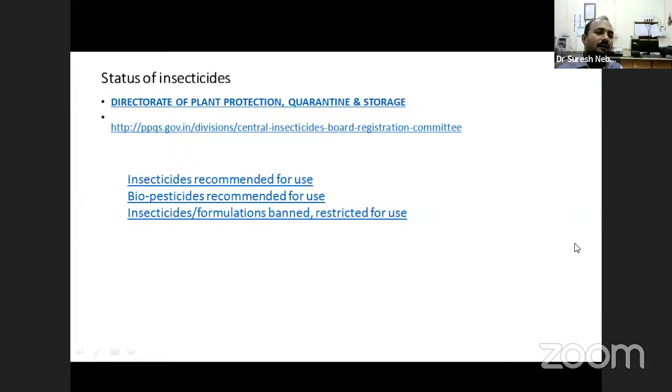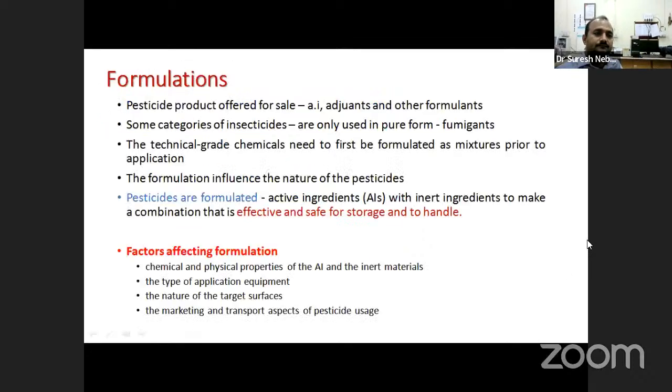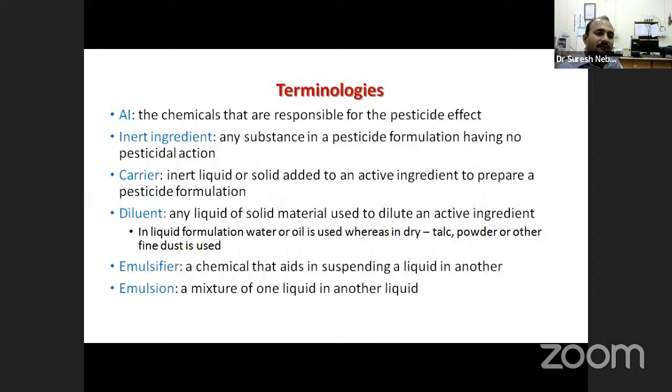Whatever I have given here, insecticides recommended for use, biopesticides recommended for use, and insecticide formulations banned and restricted for use, all this information I will be sending. You go through this. Then formulations I have discussed. Now in detail, when you are studying, you just go through the different terminologies I have given here.